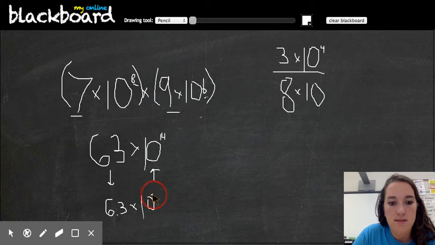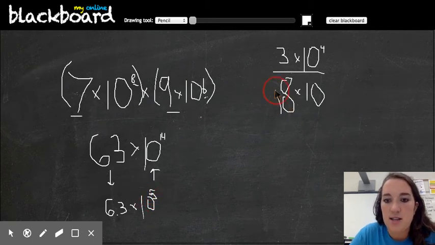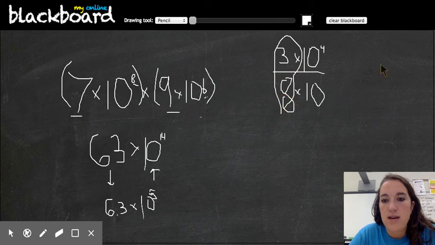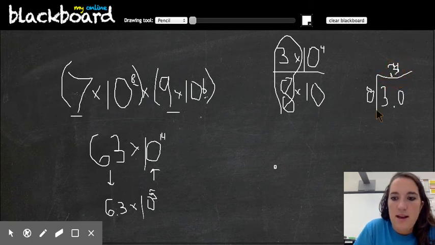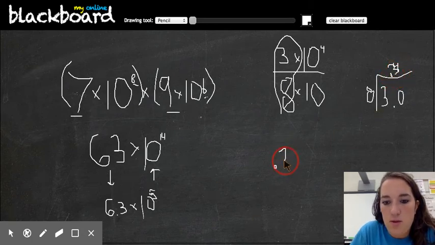What do I do when I am dividing in scientific notation? I can do the same thing. I start by dividing my whole numbers, 3 divided by 8. If you do this out, you'll add top in, bottom out. 8 goes into 30 3 times. Make sure you bring your decimal up top. If you keep dividing, you'll end up with 0.375.